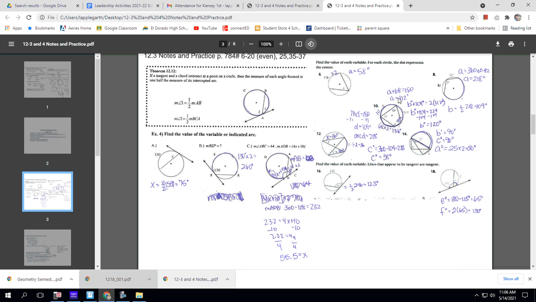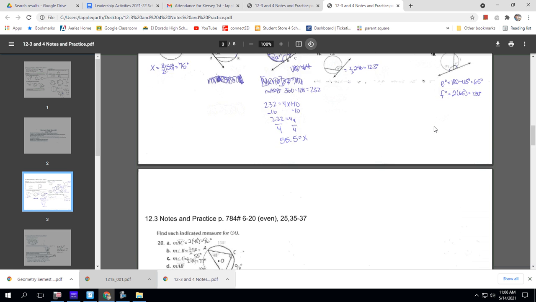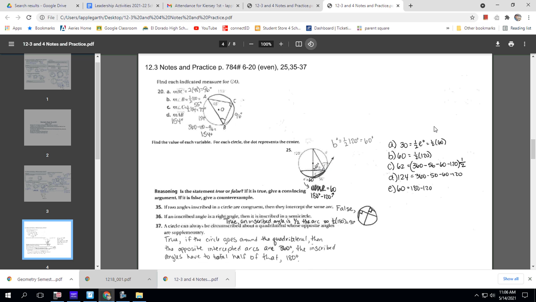Here is the answer key to 12.3 practice, page 784, 6 through 20 even, 25, 35 through 37.